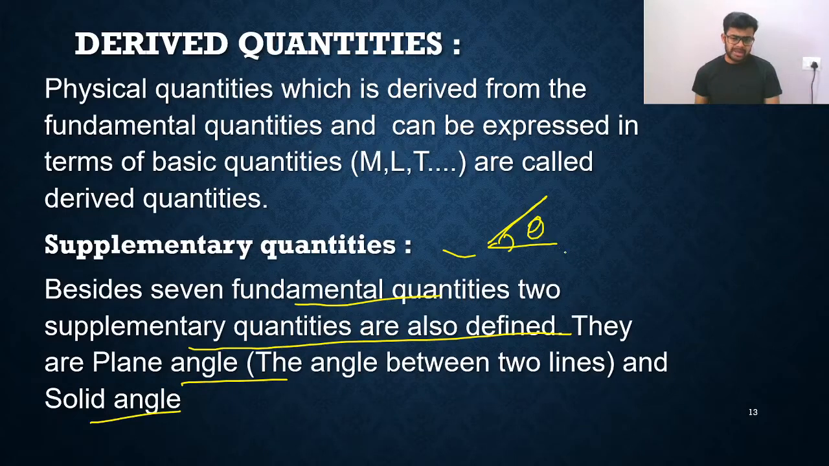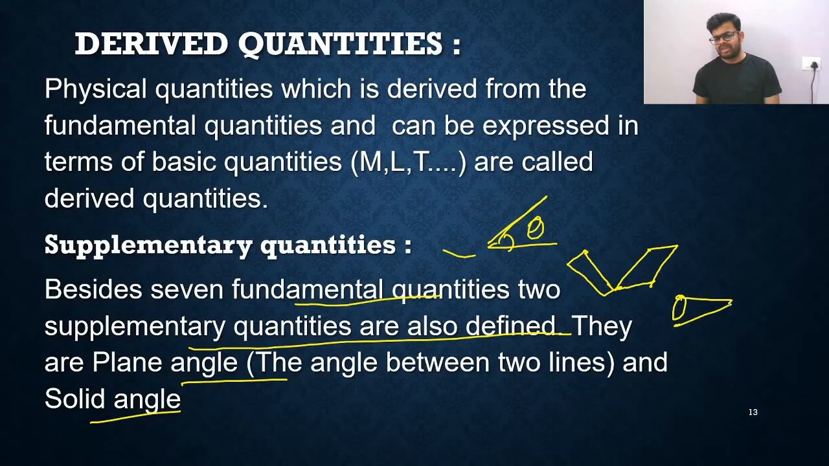That is called plane angle. And there will be another quantity, that is the angle between 2 planes. Let's say some structure like this, this is a cone. Whatever angle is there in that, we will call the solid angle, the angle between the planes. So the angle between 2 lines is plane angle. The angle between 2 planes we will say that is what?